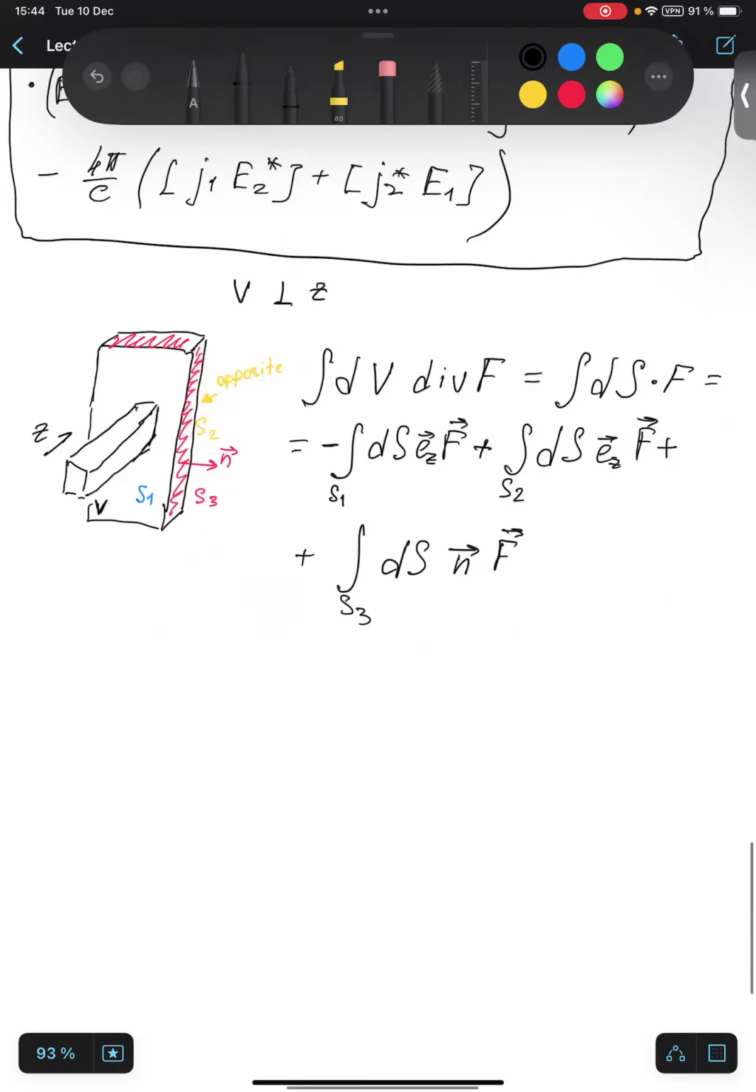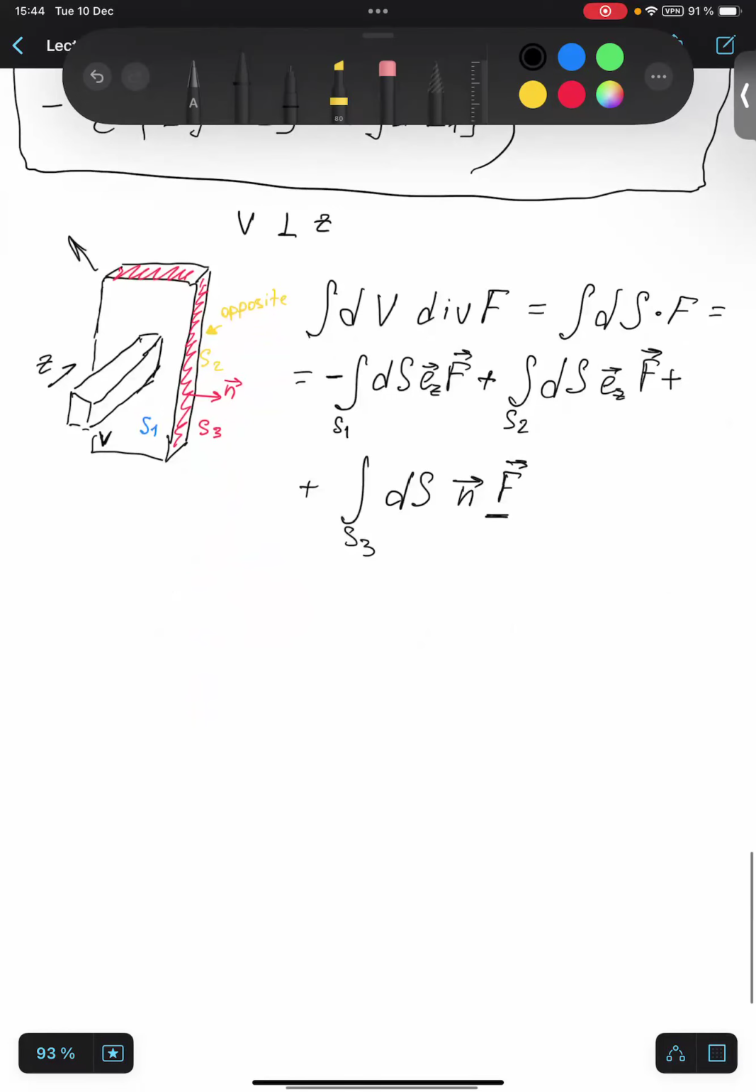So in the end, we will just expand this volume to the infinity and get rid of some contributions. We also say here that in waveguide, our function f doesn't have any singularities. So for now, let's consider the first and second integral. I will write it. Consider S1 and S2.